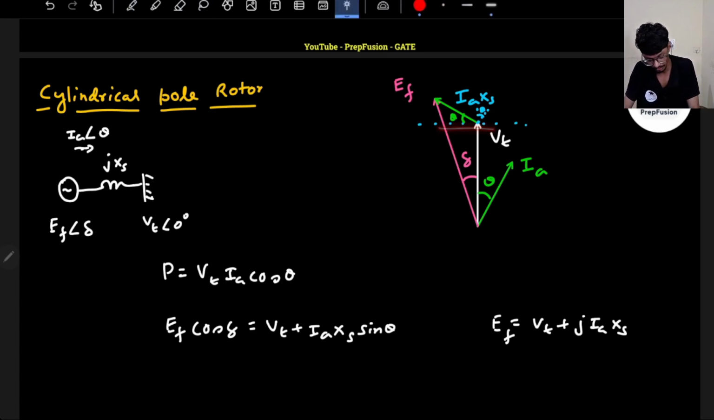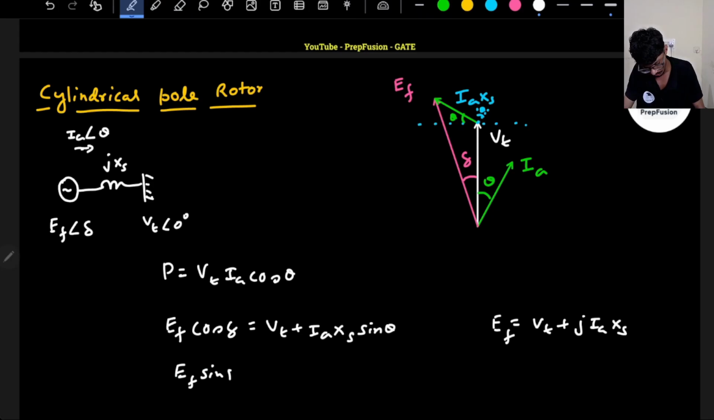What about the other component? Vt does not have any other component, right? So Ef sin delta will be perpendicular to this, somewhere here. So what is this component? Ia Xs cos theta. So Ia Xs cos theta is along this component, and Ef sin delta is along the same component. So Ef sin delta is equal to Ia Xs cos theta.